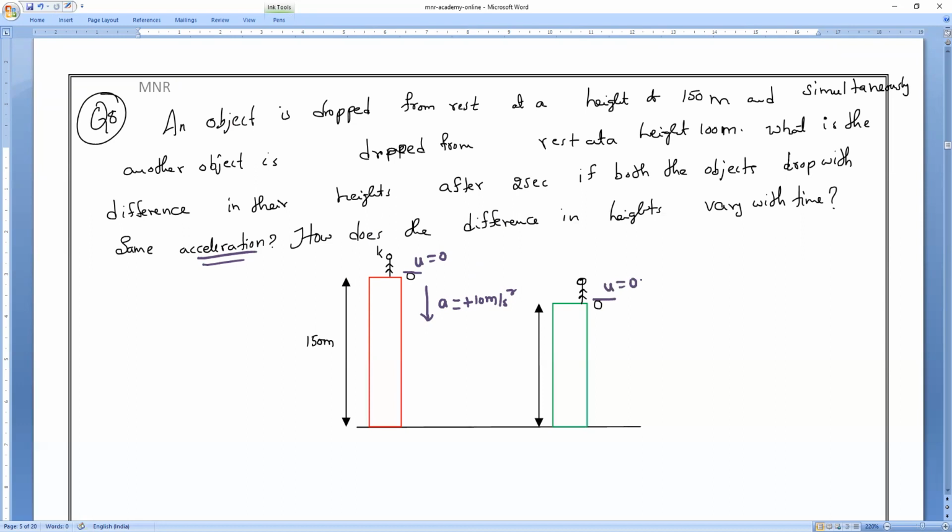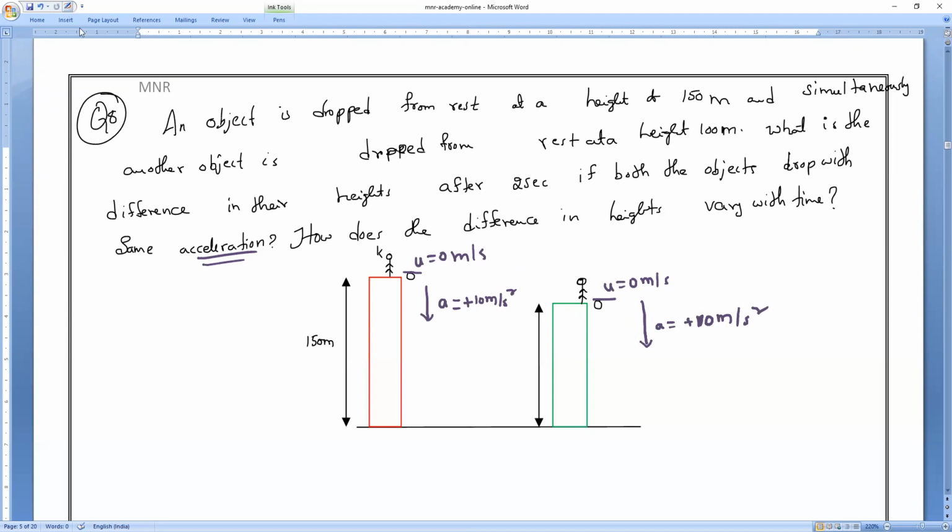And this second ball, initial velocity is 0 meter per second. And it is moving with the same acceleration. What is the acceleration? Positive or negative? Positive. Clear? All of you? Positive, 10 meter per second square. Any doubt in this, Kishore?